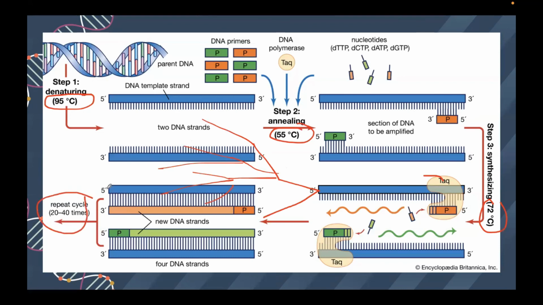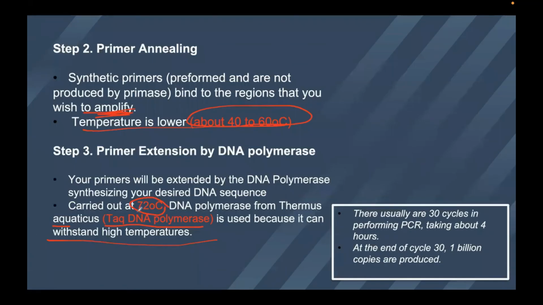Pakitandaan yung mga cycle, pakitandaan yung temperature. There are usually 30 cycles in performing your PCR, taking about 4 hours. Okay? Kasi nga, ang goal ng ating polymerase chain reaction at the end of the cycle is to make 1 billion copies of your DNA strands.